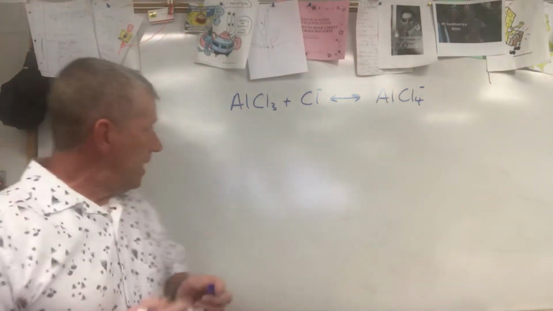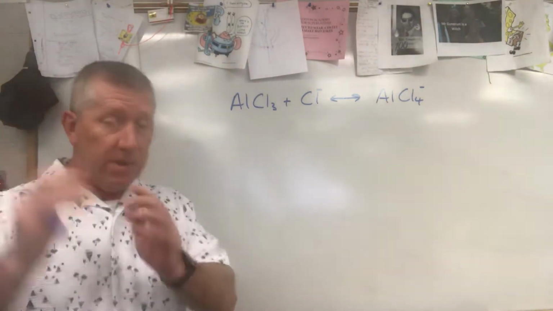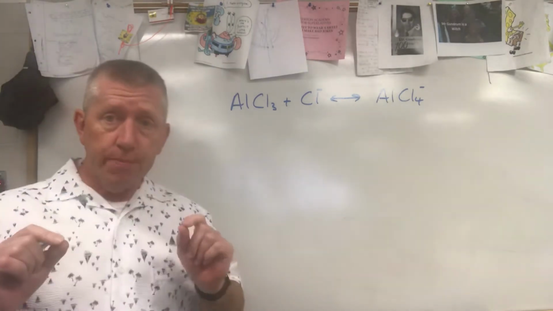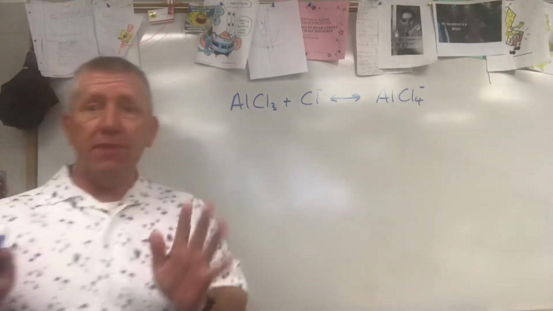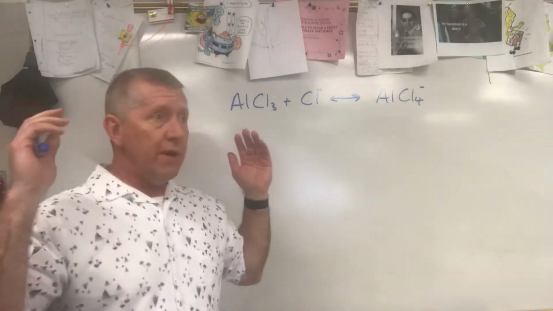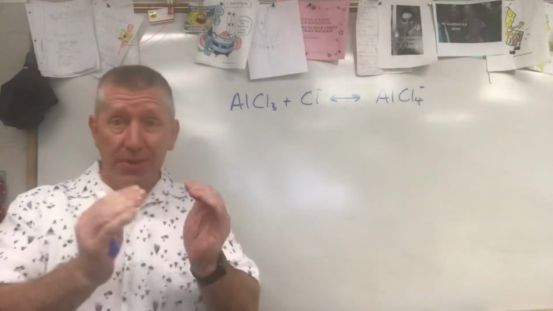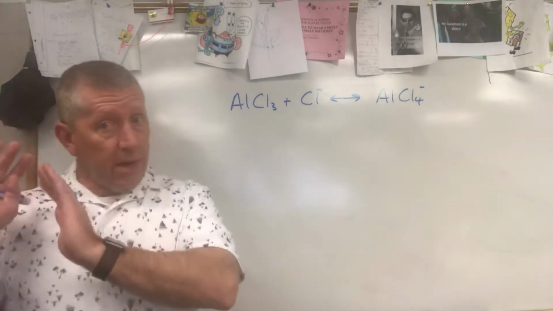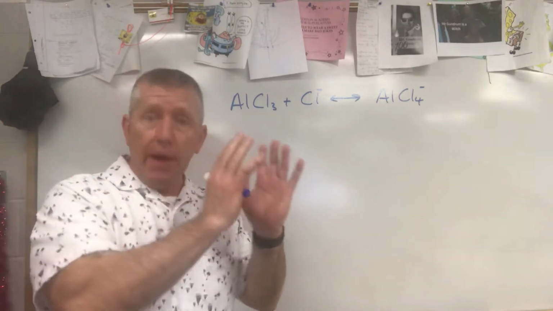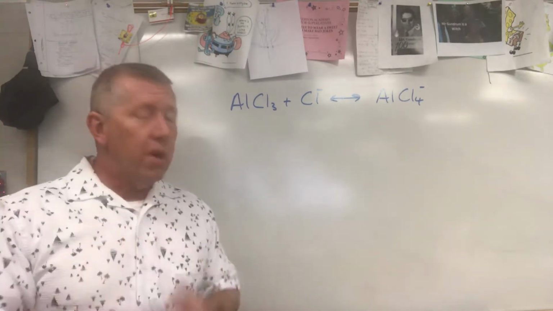Okay, folks, let's go over what a Lewis acid is. Now, quick review. We have two definitions of acids and bases so far. You've got your Arrhenius, which says your acid has to have hydrogen. If you're a base, you have to have a hydroxide, an OH.